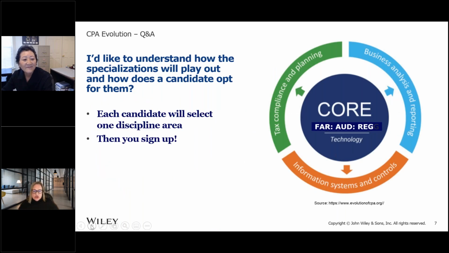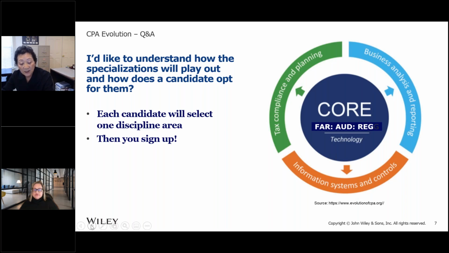Our next question is about specializations. I'd like to understand how the specializations will play out and how a candidate opts for them. Well, let me take the second question first. When you sign up to take the discipline section, you will be signing up to take the area that you have selected. Now, as I mentioned earlier, they're expecting candidates to select the discipline area that most appeals to them.